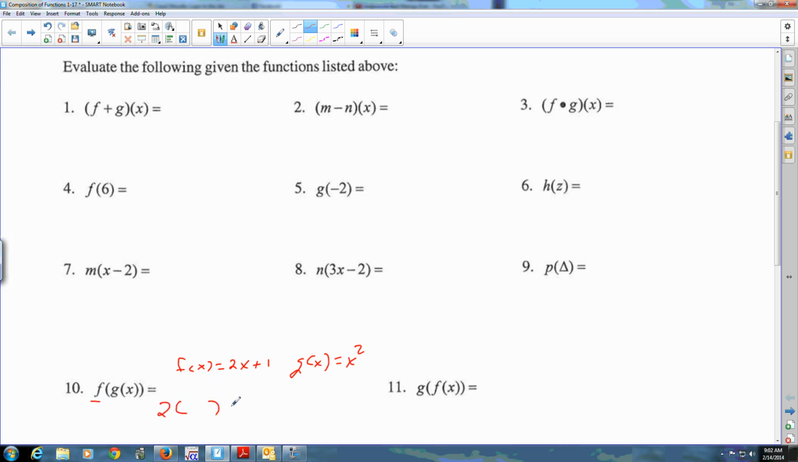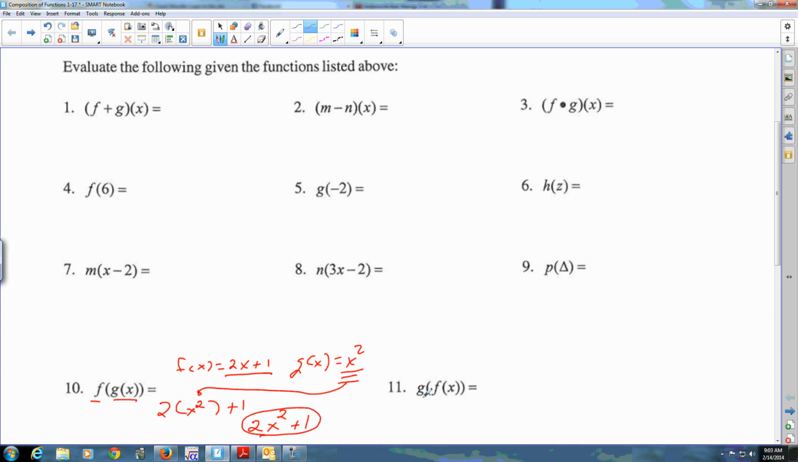2 of something plus 1. Put a parenthesis in place of the variable. There we go, that's what I meant to say. Then worry about what you're filling into it. G of x is x squared. Fill that into your parenthesis. This is called function composition. You're composing two functions together. That would be your answer.